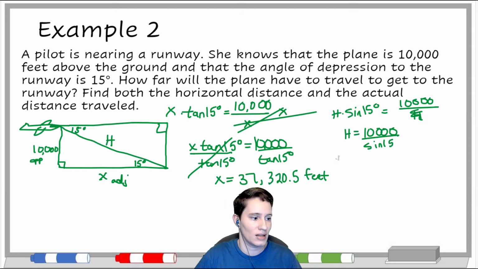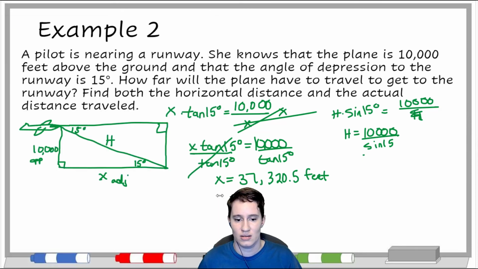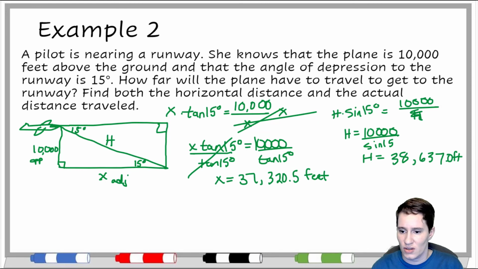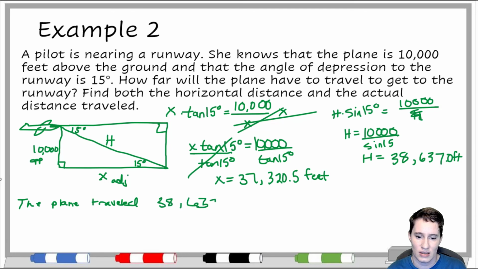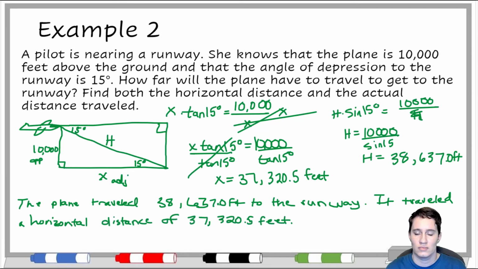And so let's do that. Our answer here is 38,637.0 if we round to the nearest tenth. So let's see here. The x was the horizontal distance and h was the actual distance. So the plane traveled 38,637.0 feet to the runway. It traveled a horizontal distance of 37,025. So there we go. That is that example.